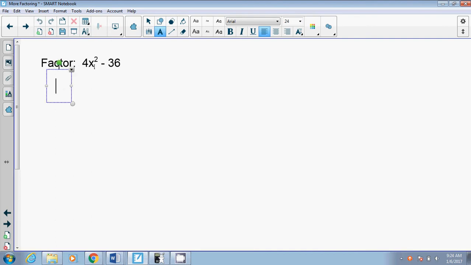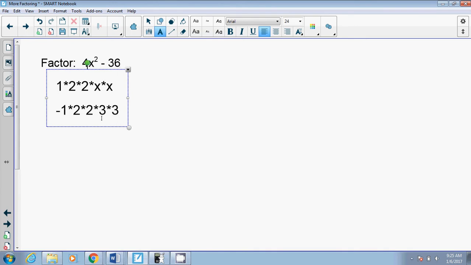So 4x squared is 1 times 4 times x times x. But 4 is not prime. 4 breaks into 2 and 2, which are both prime. Then we have negative 36, which is negative 1 times 36. 36 is not prime. 36 breaks into 2 and 18. 2 is prime, 18 is not. 18 breaks into 2 and 9. Again, 2 is prime, 9 is not. 9 breaks into 3 and 3.